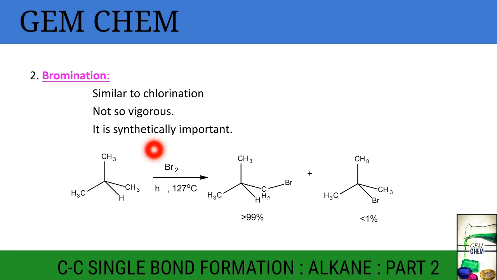Now see, here the bromination takes place similarly as chlorination, but the method is less vigorous, and since it is less vigorous, that means bromine is less reactive, so there is more selectivity in the reaction pattern. This is also seen from the reaction yield. We can see more than 99% yield for the primary carbon atom, as the statistical factor is greater here. This one is less than 1%, though the rate of this reaction is more, but let us see what happens.